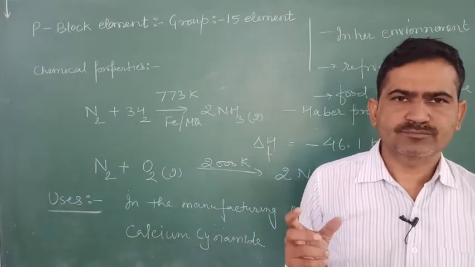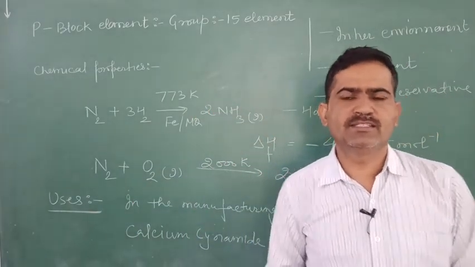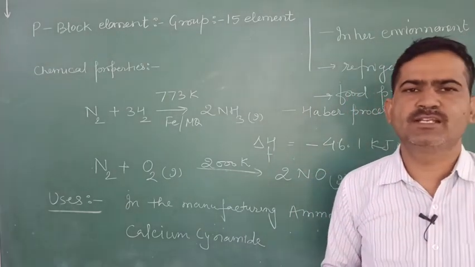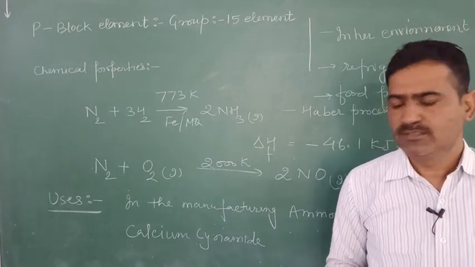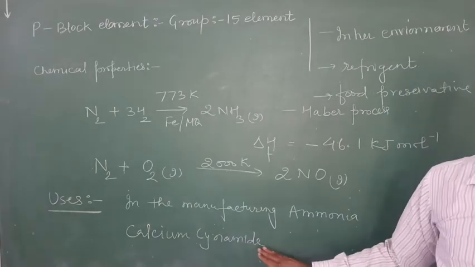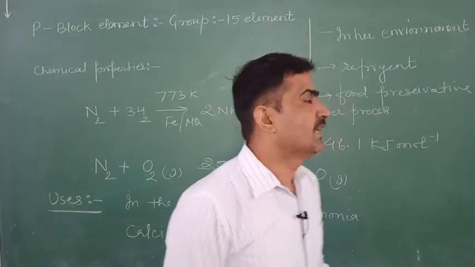This question is asked a number of times: name the fertilizers that are formed by means of nitrogen. First is urea, second is calcium cyanamide. These are used as fertilizers.